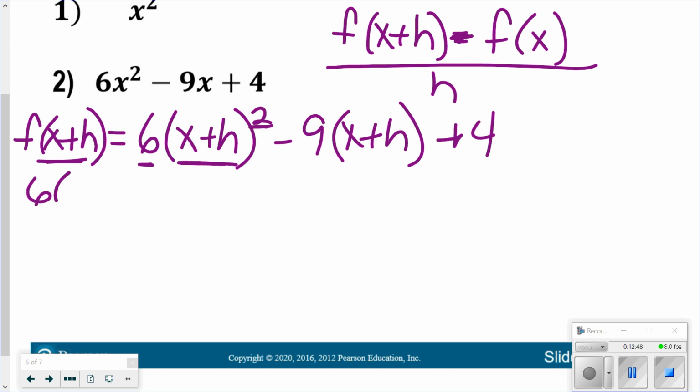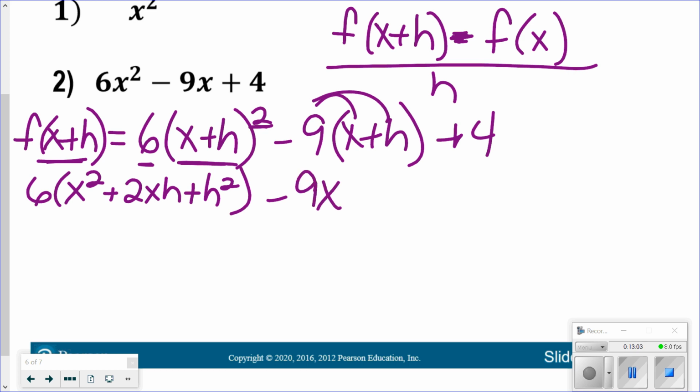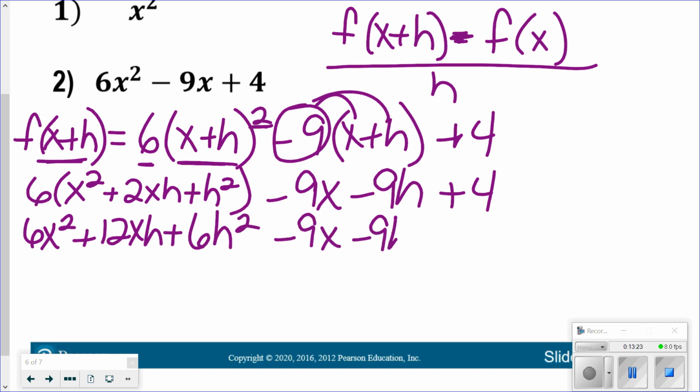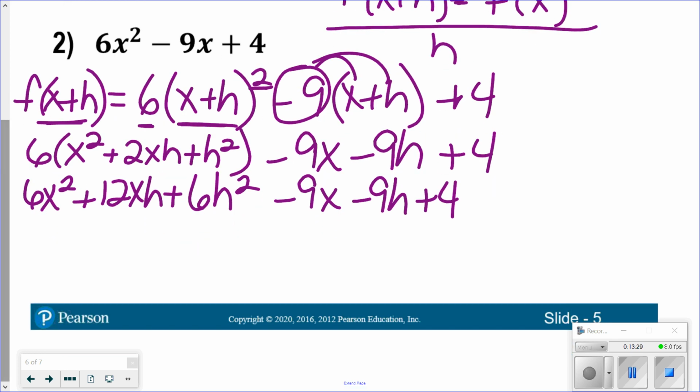So we're going to have 6 times, now we know from the last one that x plus h squared is x squared plus 2xh plus h squared, minus, I'm going to go ahead and distribute that one, 9x. Don't forget this 9 owns that negative, which is going to make that a negative 9h plus 4. And now let's go ahead and distribute that 6. So we have 6x squared plus 6 times 2 is 12xh plus 6h squared minus 9x minus 9h plus 4. Okay, that whole thing that I just wrote is our f of x plus h.